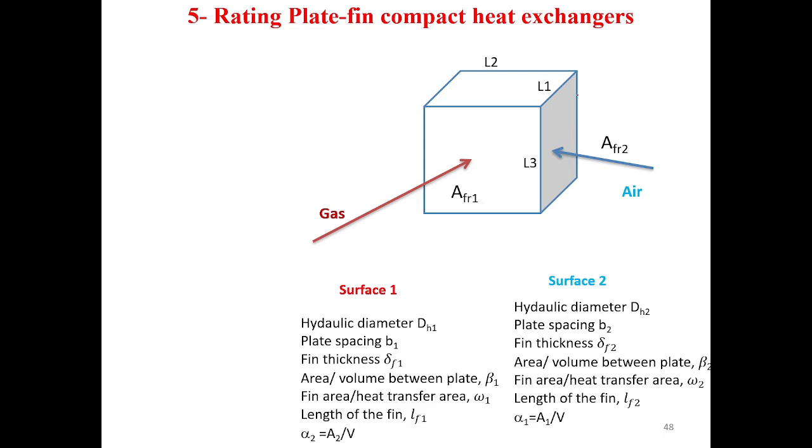Suppose that everything is now given: surface 1 is given, surface 2 is given, the lengths are all given, and the frontal area is given. The mass flow rate or the volume flow rate is given for side 1 and side 2, and also, supposing this is the hot fluid, the inlet temperature T hot is given, and the inlet temperature of the cold fluid is also given.